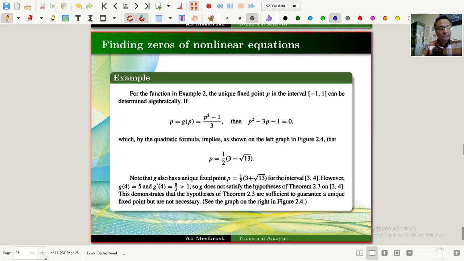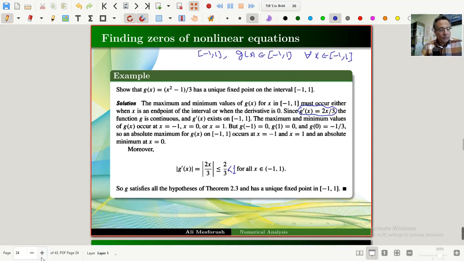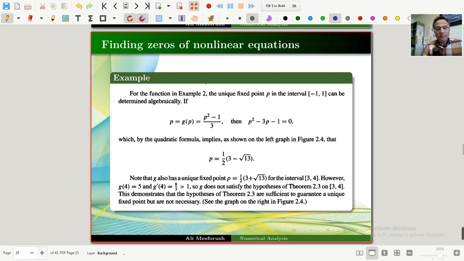Okay, now consider we want to find this fixed point. Okay, we want to find this fixed point. The function is g of x equal to x squared minus 1 over 3. Okay.